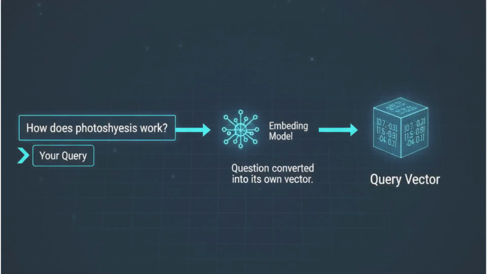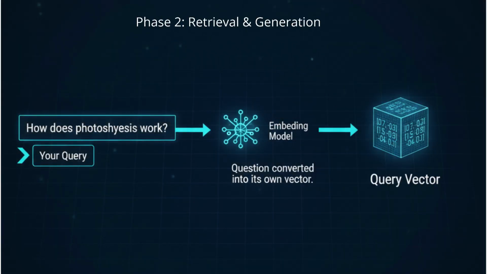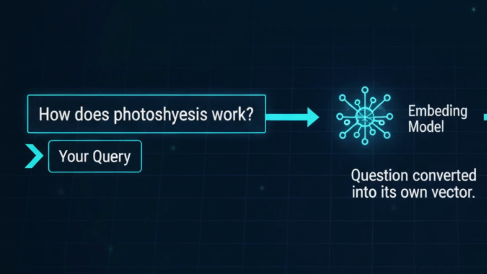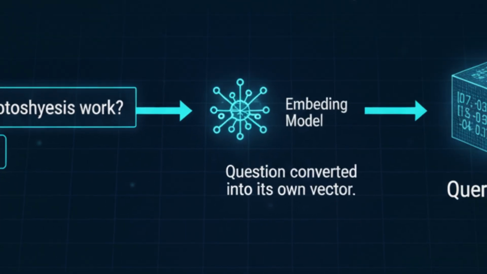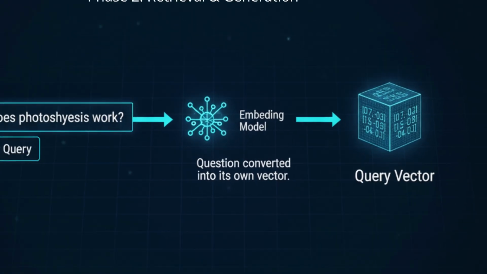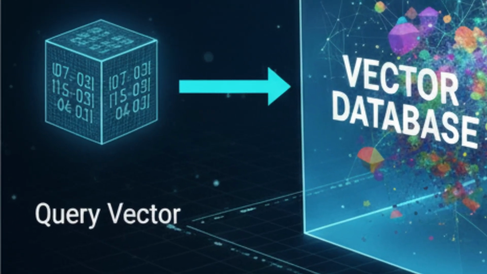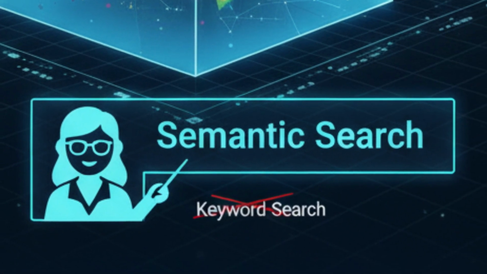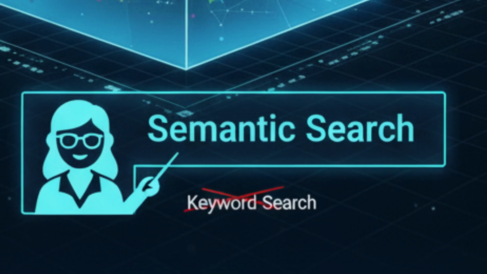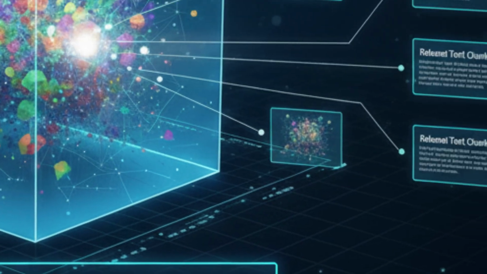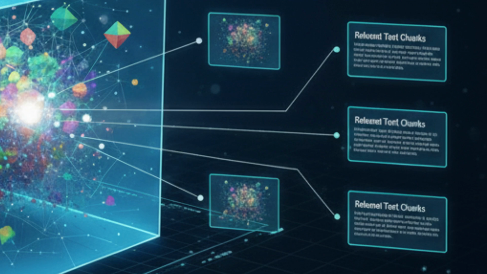Now, for the retrieval and generation phase, what happens every time you ask a question? First, when you type your query, the same embedding model converts your question into its own vector. The system then takes your query's vector and searches the vector database for the most similar vectors. This is a semantic search, meaning it understands the concept of your question, not just keywords. It quickly finds the most relevant text chunks.